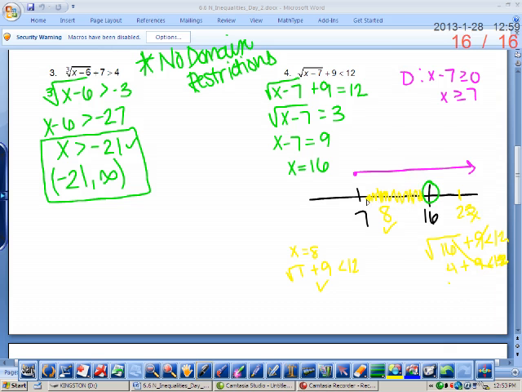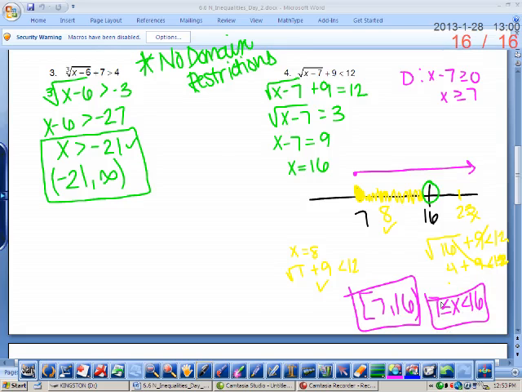What happens at 7? Stops with an open or a closed? Closed. Because 7 is part of your domain. So your final answer here is 7 to 16 as an interval, or 7 is less than or equal to x is less than 16 as an inequality.